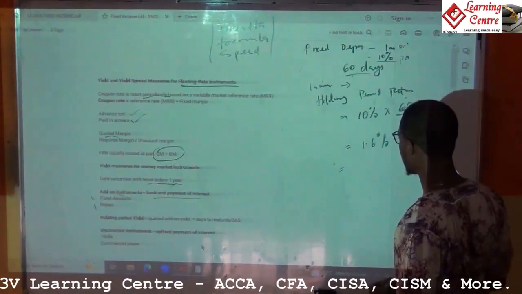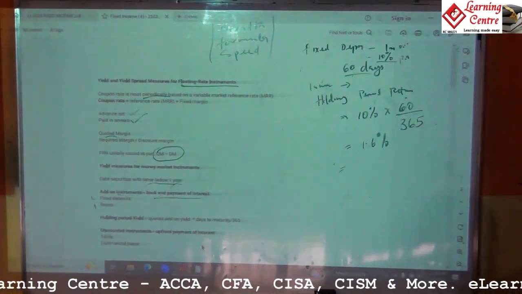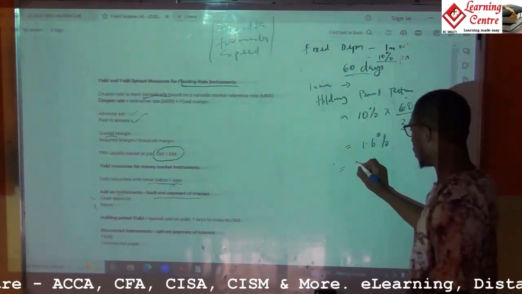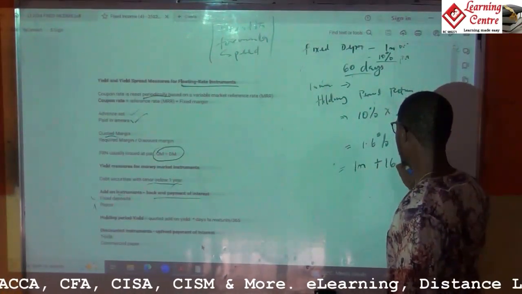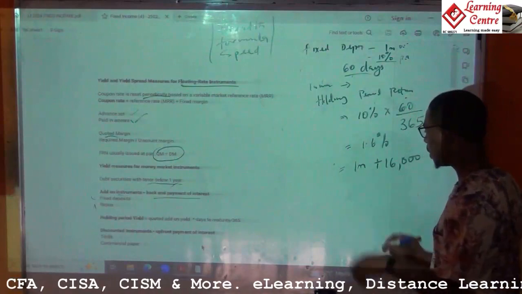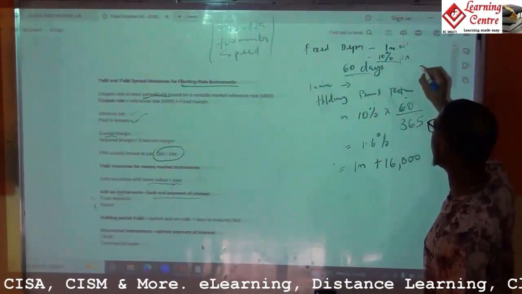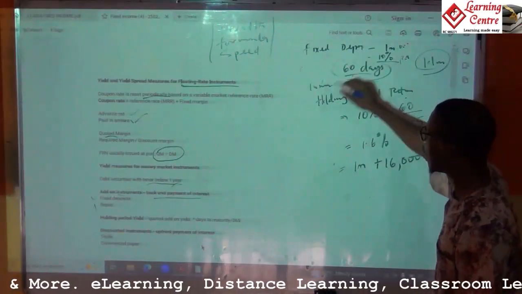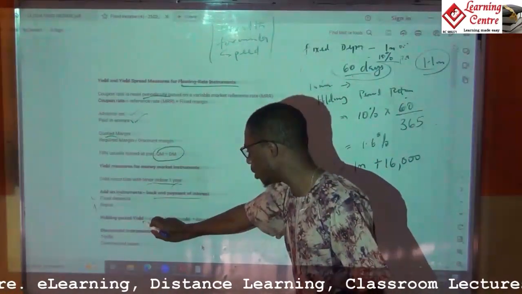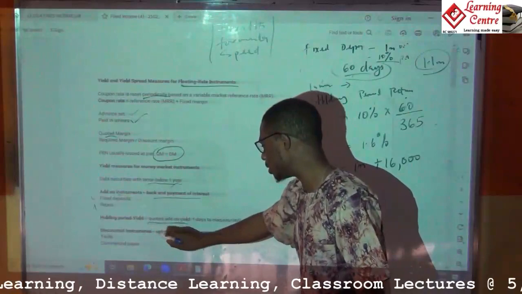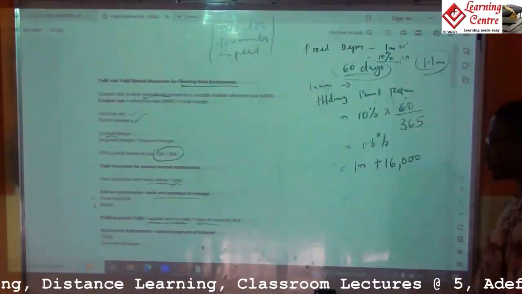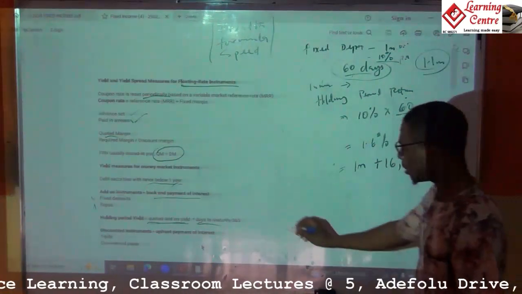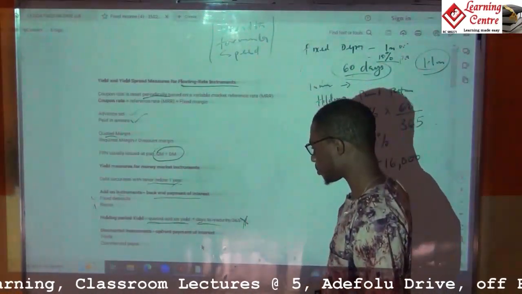What is that? 16K, right? 16,000. So 1 million plus 16,000. Don't make the mistake of taking the quoted 10% and thinking I'm expecting 1.1 million if the money is placed for 60 days. That's why we say we should use the period yield: take the quoted add-on yield times days to maturity over 365. This formula is very important.